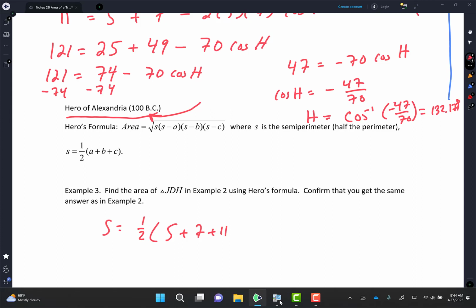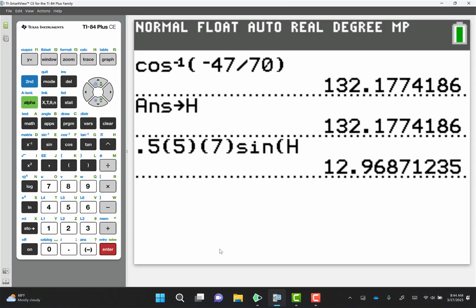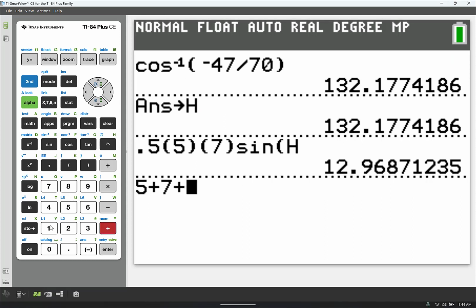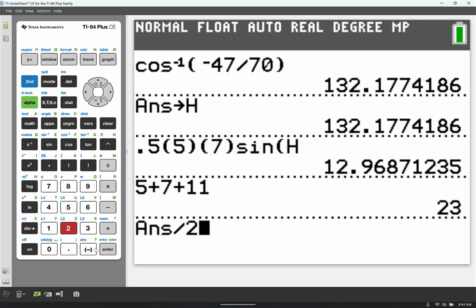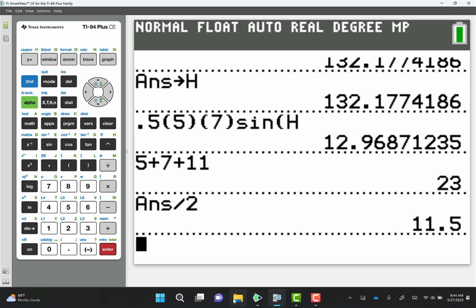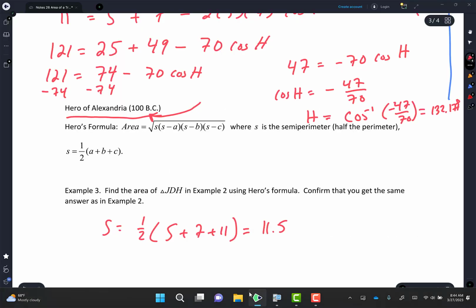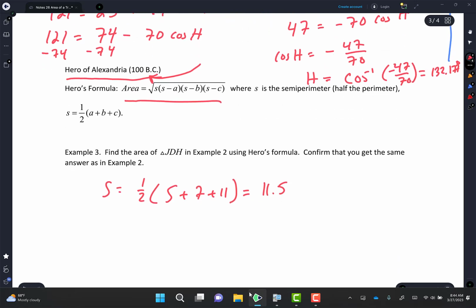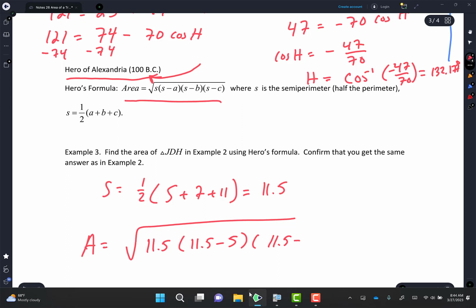11 plus 5 is 16, 16 plus 7 is 23, divided by 2. Let me redo that: 5 plus 7 plus 11 is 23, divided by 2 is 11.5. So that's my S. Now this is telling me to do area, which is the square root of 11.5 times (11.5 minus 5) times (11.5 minus 7). I know we can find the difference of that, but I'm just going to leave it. Times (11.5 minus 11). So let's see how good this guy was.